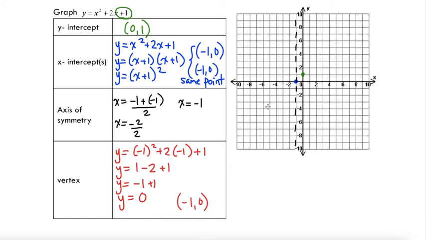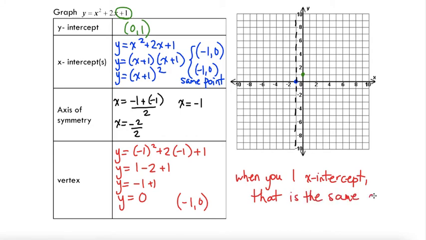So when you have one x-intercept, that is the same as your vertex. So that's really cool to know. So this vertex is the same as our x-intercept, which is the same as our zeros. So we only have 2 points.